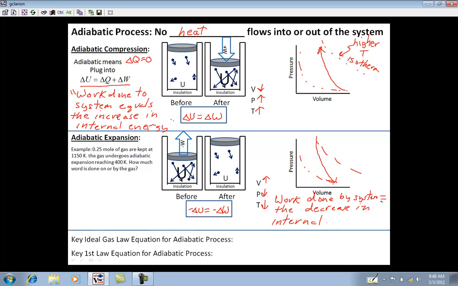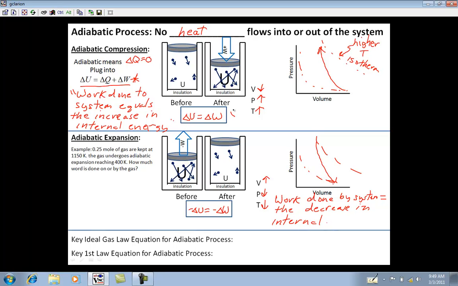All right, so I got a little example here. It says 0.25 moles of gas are kept at 1150 Kelvin. The gas undergoes adiabatic expansion reaching 400 Kelvin. How much work was done on or by the gas? Okay, so in this case, is that adiabatic expansion or adiabatic compression? Okay, expansion. So I always go to my first law in these problems, okay, because they emphasize the first law.